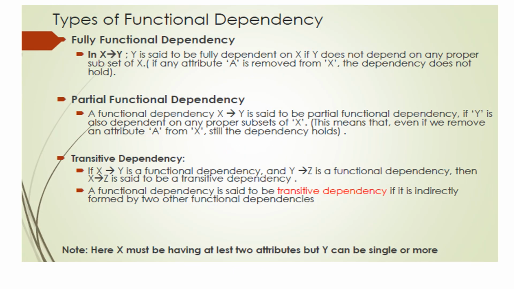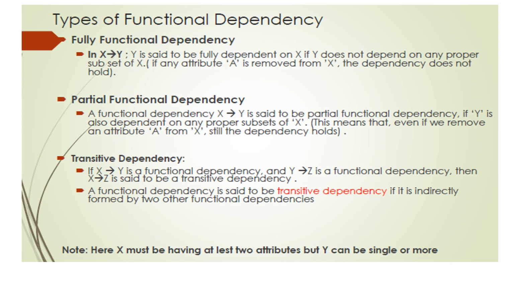The functional dependency is classified based on the attributes: fully functional dependency, partial functional dependency, and transitive functional dependency. X and Y is said to be fully dependent when Y does not depend on any other proper subset of X. We will explain in the next slide; this is just a definition. Partial dependency is the functional dependency X and Y where Y is also dependent on any other proper subset of X.